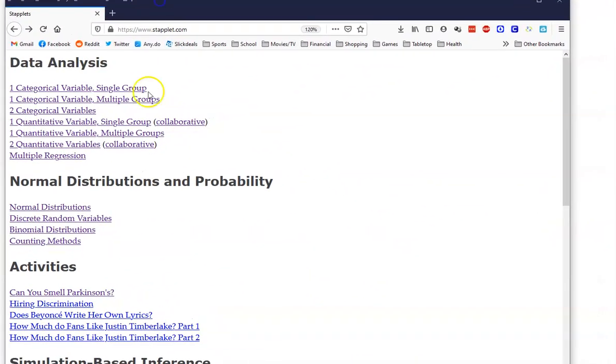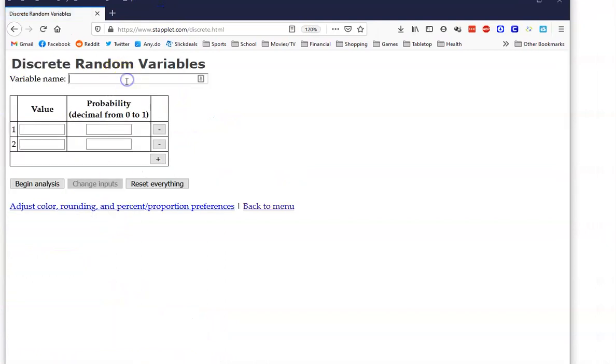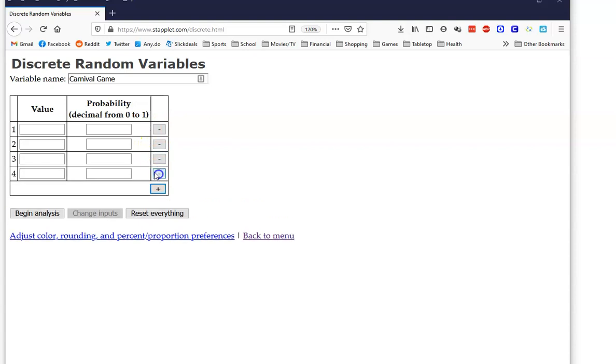We're going to choose discrete random, and we're going to put in carnival game. There were 4 different possible outcomes for us here, so we're going to put 4 of those. There's a chance we're going to lose $2, negative $2. That had a 45% chance, 0.45. And there's a chance we're going to gain $1. That one has a 30% chance, 0.30. Chance we're going to gain $50, my bad, $50.